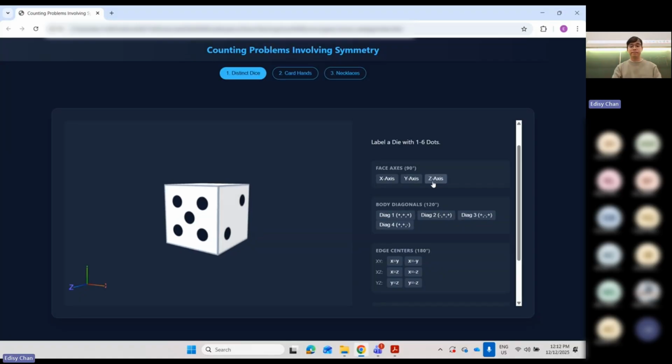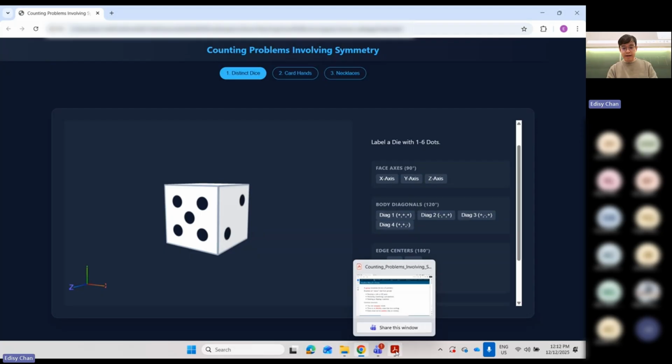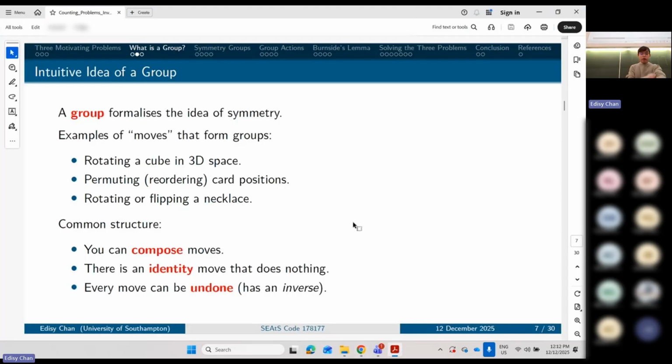So you can compose it, okay? And then you also have a move which doesn't do anything, the identity move. Don't do anything. It's called the identity move or identity transformation, whatever, okay? You have something like this. You can also undo the thing, right?